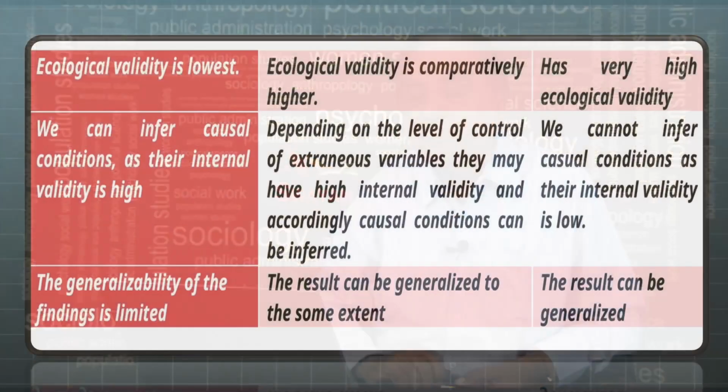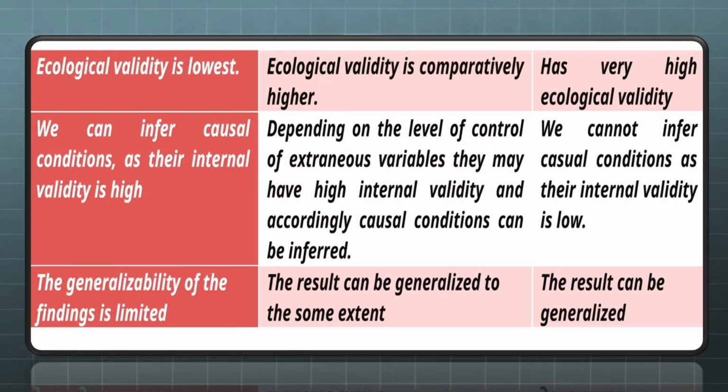The researcher can neither manipulate the independent variable nor control the extraneous variable. So, in field studies, neither can the independent variables be manipulated nor the extraneous variables controlled. Whereas in field experiments, you can control the independent variable but you cannot control the extraneous variable, whereas in the laboratory setting, we will manipulate the independent variable and also control the extraneous variable.